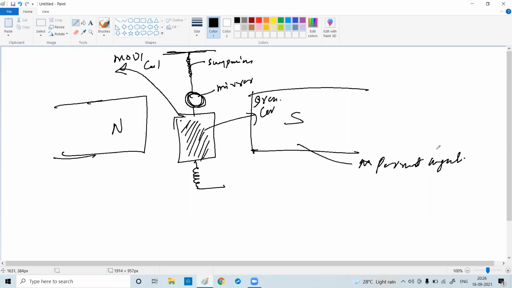It consists of a rectangular coil of a large number of turns. Okay, बहुत सारा turns है, of thinly insulated copper wires wound over a light metallic frame. This is a metallic frame. ठीक है, उसके ऊपर ऐसे बहुत सारे turns है. The coil is suspended between the pole pieces of horseshoe magnet by a fine phosphor bronze tip, and the lower end of the coil is connected to some suspension.